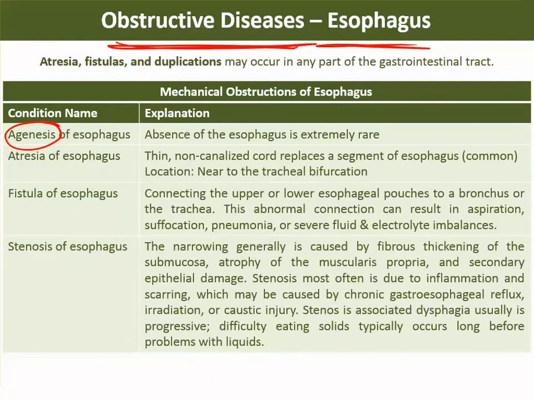One is agenesis of esophagus, that is, the esophagus is absent. Agenesis means formation of the esophagus itself has not happened. So it is a very rare condition.